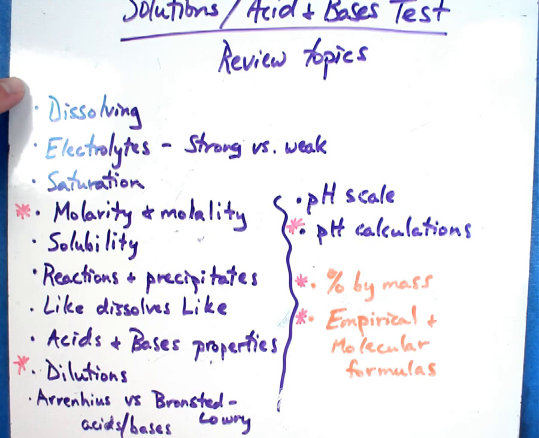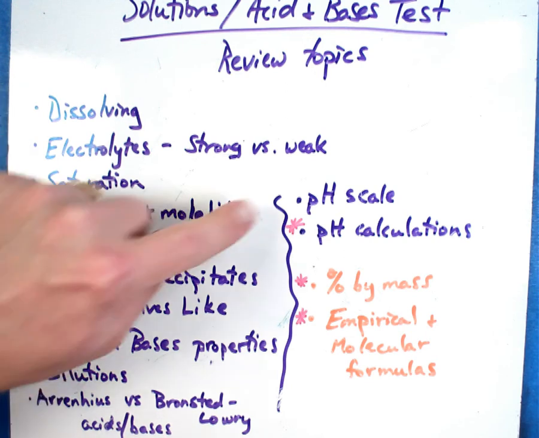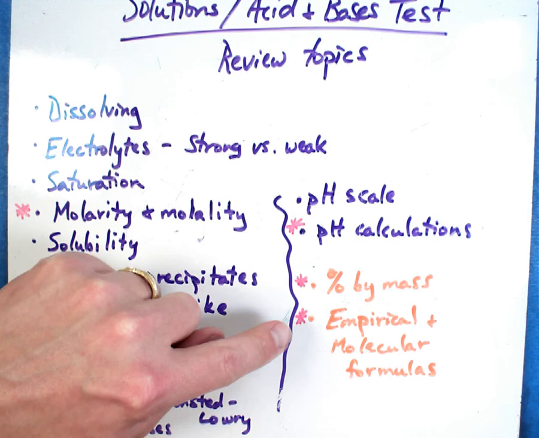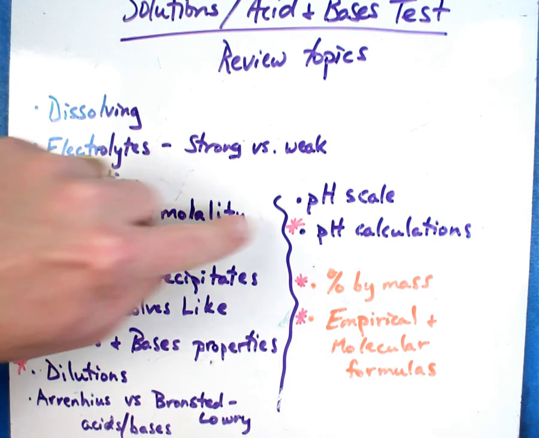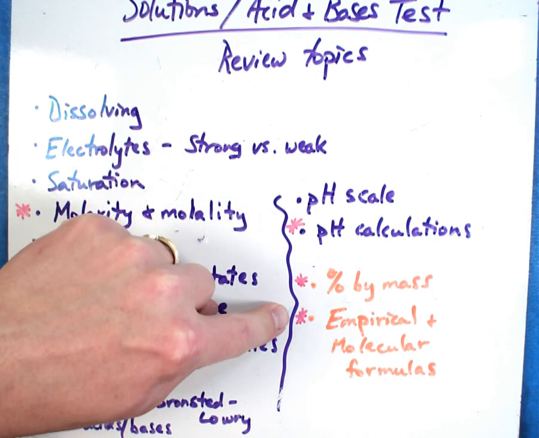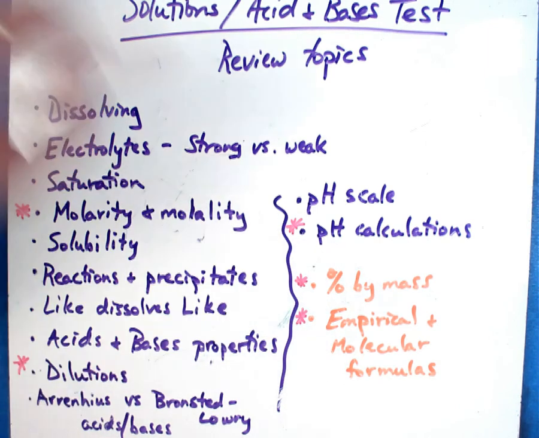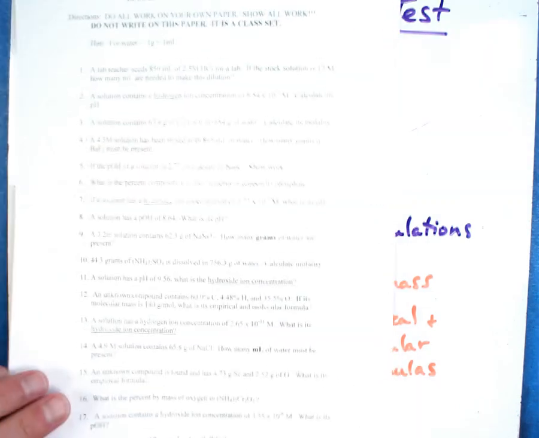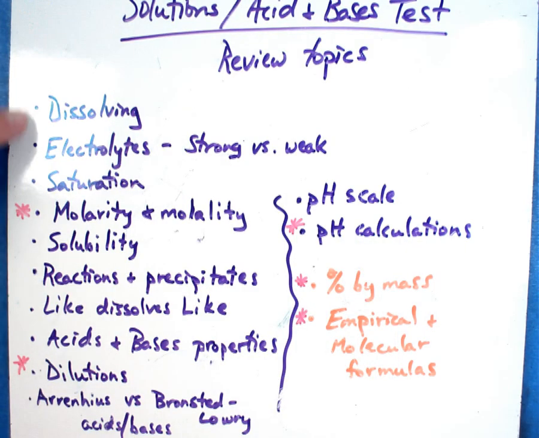Now, this is a topical review. I want to make sure you understand what that means. These are the topics that you're going to see on the test. These are not every word that you're going to see on the test. Let me explain. The stars that you see are going to be the mathematics that you're going to be expected to do on the test. You'll be practicing them on this worksheet that you'll do here in a minute. But the other topics are the ideas that you need to understand for the test.